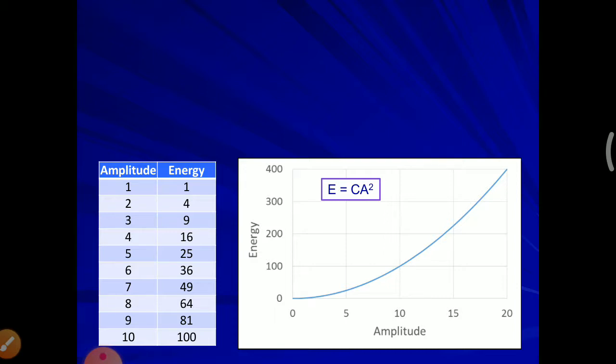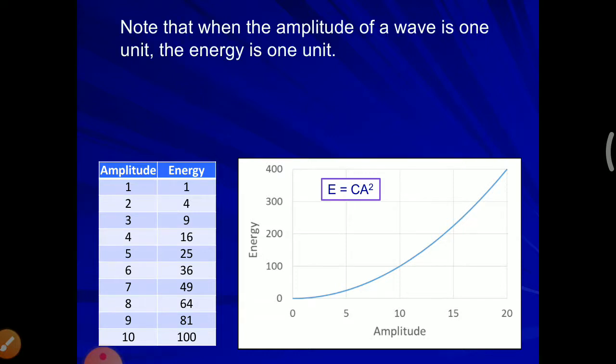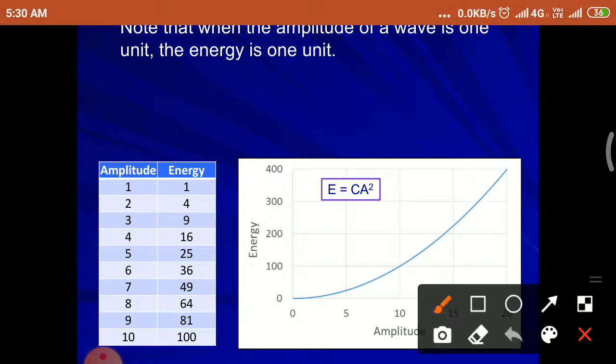Look here. Here I have drawn the graph between energy and amplitude. I have given the readings also. Amplitude values are 1, 2, 3, 4, 5, 6, 7, 8, 9, 10. The corresponding energy values are also given. Note that when the amplitude of a wave is 1 unit, the energy is 1 unit. Here in the first reading, the amplitude value is 1, so the energy value is also 1.